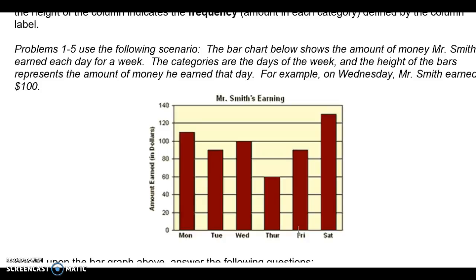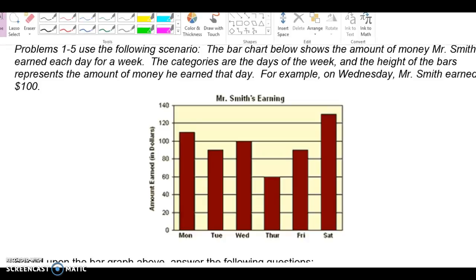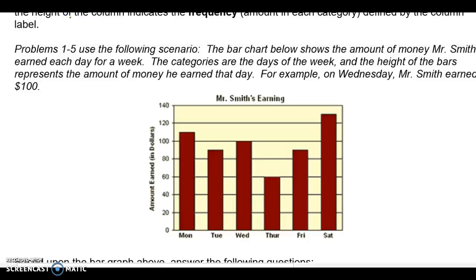Generally speaking, with a bar graph, the first thing I'm going to want to do is take those values that I have and find out what they are. So on Monday, it looks like the amount earned in dollars is 110. So I'm going to go ahead and write that in the bar so I can see that, 110.